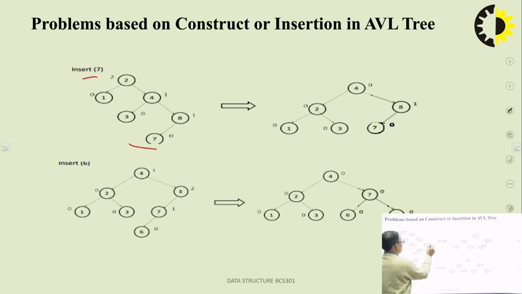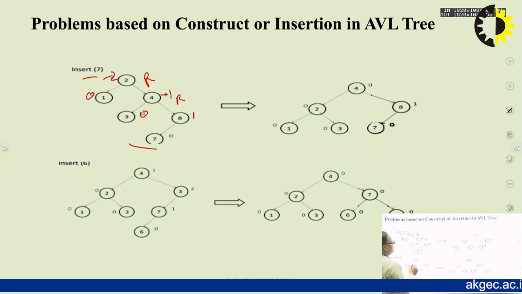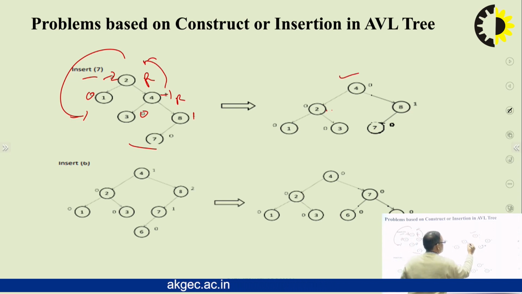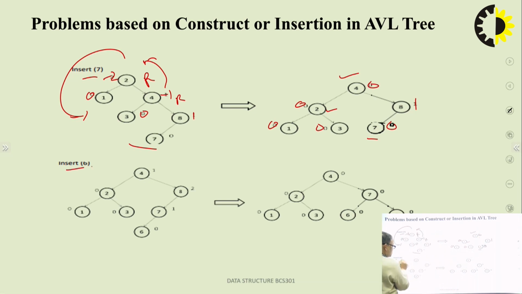Next we insert the 7, which will be inserted here. So the balance factors are 0 or 1, and this is -1, 0, 0 and here right. So we need to perform the left rotation. When we perform the left rotation, 4 will become the parent and 2 will be the left child, with balance factors 0, 0, 0, 0 and 1, or again here the balance factor 0. This is balanced.